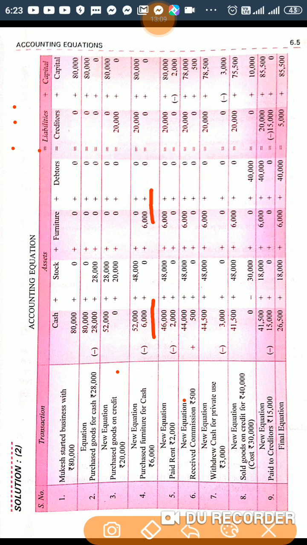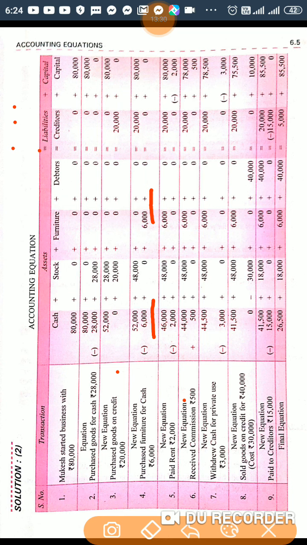Now for the sixth transaction, you will write down 6, then you write the transaction: received commission 500. Now two accounts are involved, commission as an income, and at the same time cash is involved. So cash is increasing by 500, it will be added to the cash, and for income I have told you the rule that it should be added to the capital, so it is added to the capital.